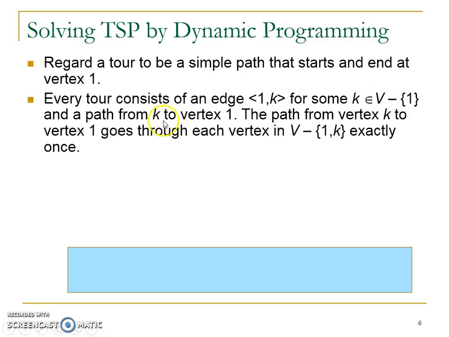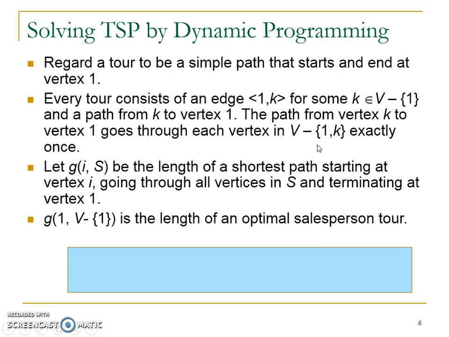And then the rest of the path would be from K to vertex 1. So now the path again from vertex K to 1. You can see a recurrence being established here. The path from vertex K to vertex 1 will now go through each vertex in the set V other than 1 and K exactly once. So let us now represent the recurrence relation using this principle.